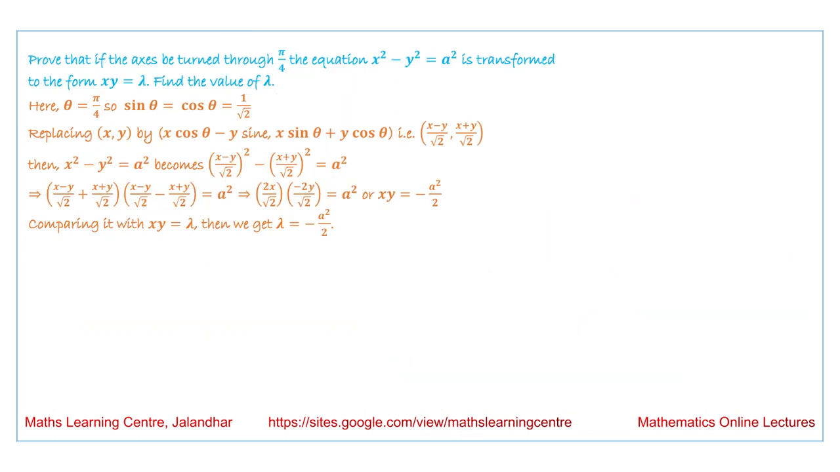Next is: prove that if the axes are turned through pi by 4, the equation x square minus y square is equal to a square is transformed to the form xy is equal to lambda.